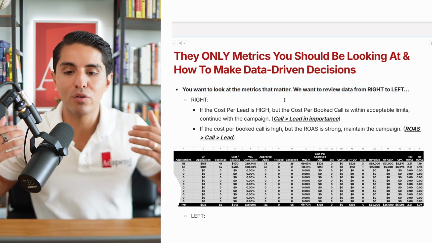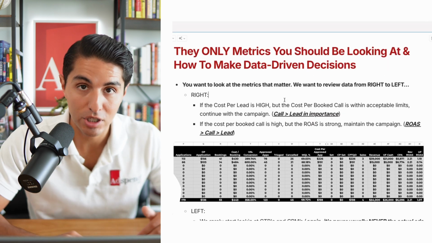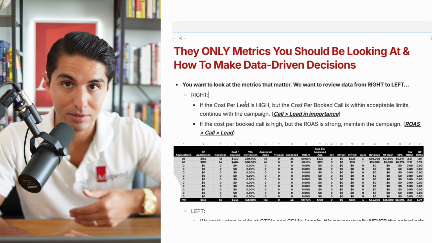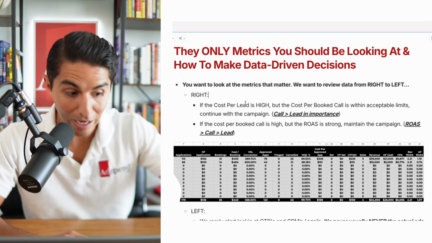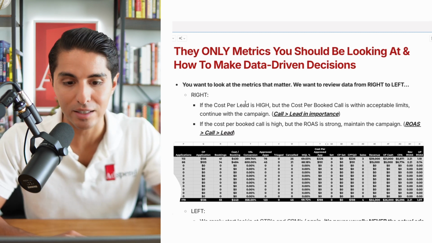So we want to review data from right to left. What does that mean, right to left? Well, at the right of our tracking sheets, it's sales, it's ROAS, it's cash. That's what we're looking at. Actual revenue, like numbers, money in the bank. How much do we actually collect from these ads? That's what we look at.